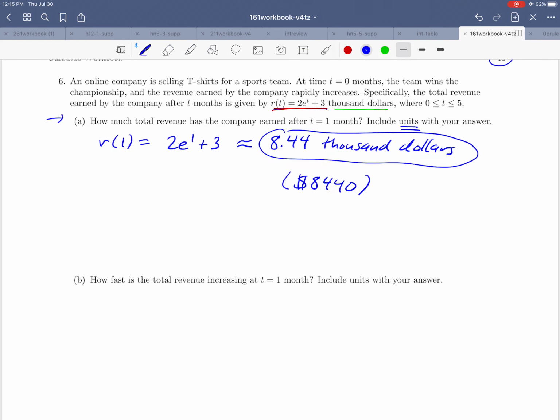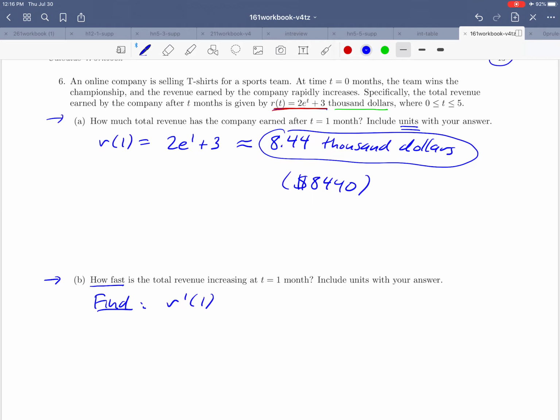Moving on to part B, this is a little bit more interesting of a question. How fast is the total revenue increasing at t equals 1 month? Now we're not interested in the revenue, we're interested in how fast the revenue is increasing. How do we answer a question like that? The how fast part is telling us we're looking for a rate of change, so this is really asking us for the derivative of the revenue function at 1. So we'd like to find r prime of 1.